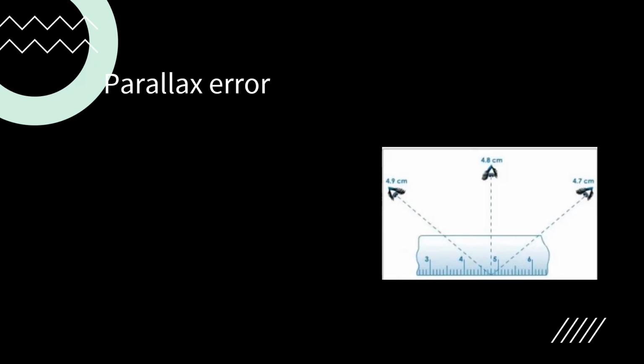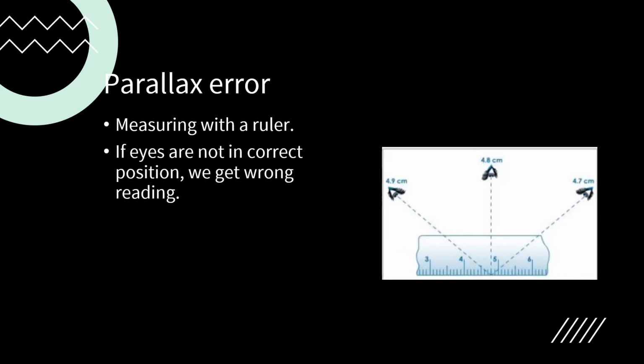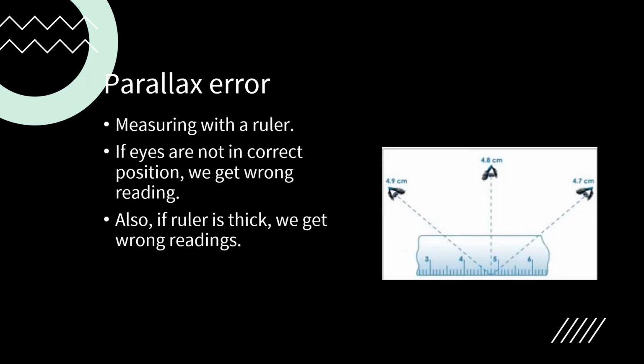Parallax error. Measuring with a ruler. This is a very common error or mistake that happens when we are measuring with a ruler. If your eyes are not in the correct position, we get a wrong reading. Also, if the ruler is thick, we get wrong readings.